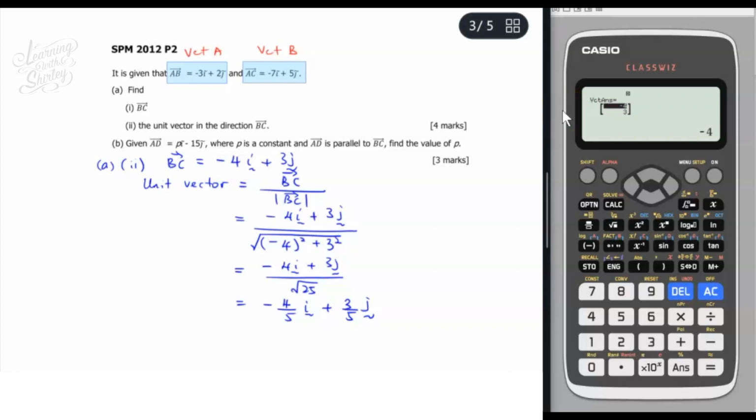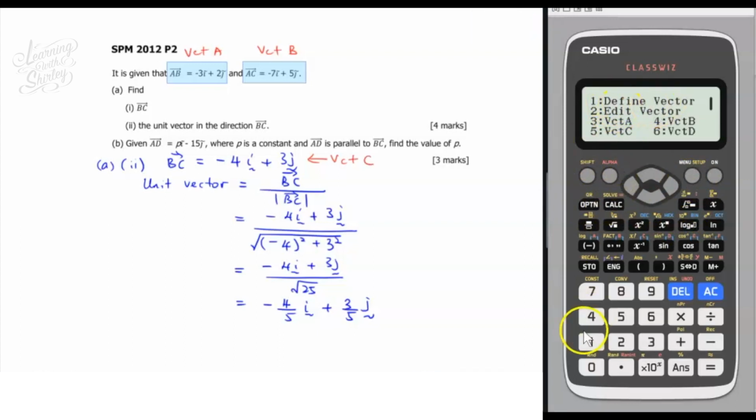Now I'm going to teach you how to use the Casio ClassWiz calculator to get unit vector for vector BC. Okay, so in the direction of BC. So just now we got vector A and vector B, right? We defined. So I'm going to take this one as vector C. Okay, so let's define vector C in the calculator. So you go to option, then define vector, which is number 1. Okay, vector C, which is 3. So dimension is 2. So it's negative 4, 3. So negative 4, then equals, and then 3, then equals.